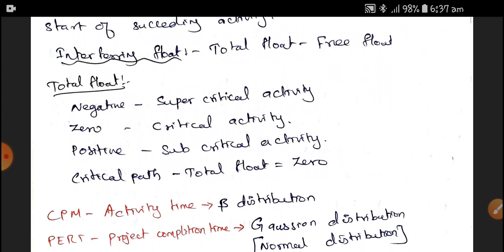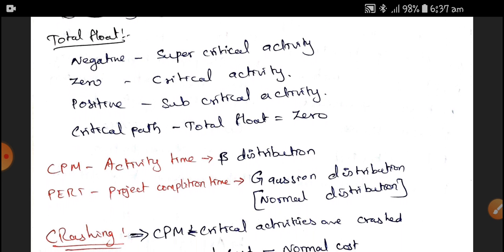The total float is 0. At the critical path, the total float is 0. In the critical path method, the activity time follows a beta distribution. In PERT, the project completion time follows a Gaussian or normal distribution.